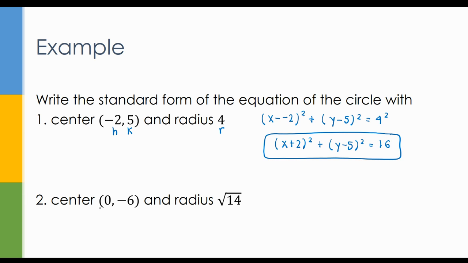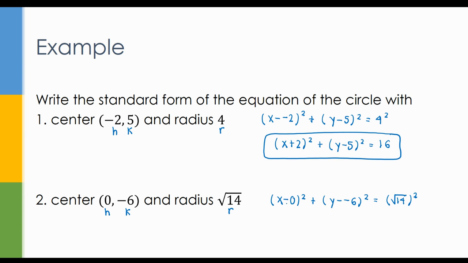So let's look at this next one, same idea. 0 is going to be my h, k is going to be -6. My r value, my radius, is the square root of 14. So we'll have (x - 0)^2 + (y - (-6))^2 = (the square root of 14)^2.